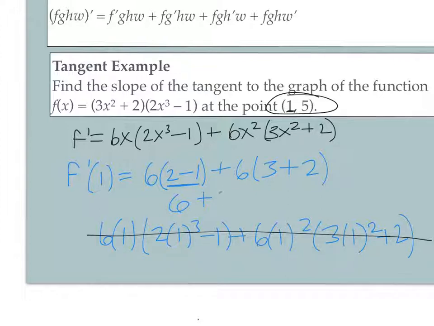So 2 minus 1 is 1, so that's 6 times 1 is 6, plus 6 times 5 is 30, so it's 36. Okay, so the slope at 1 is 36 there, so it'd be very steep. So try to just do things a little bit smarter is what I'm saying.